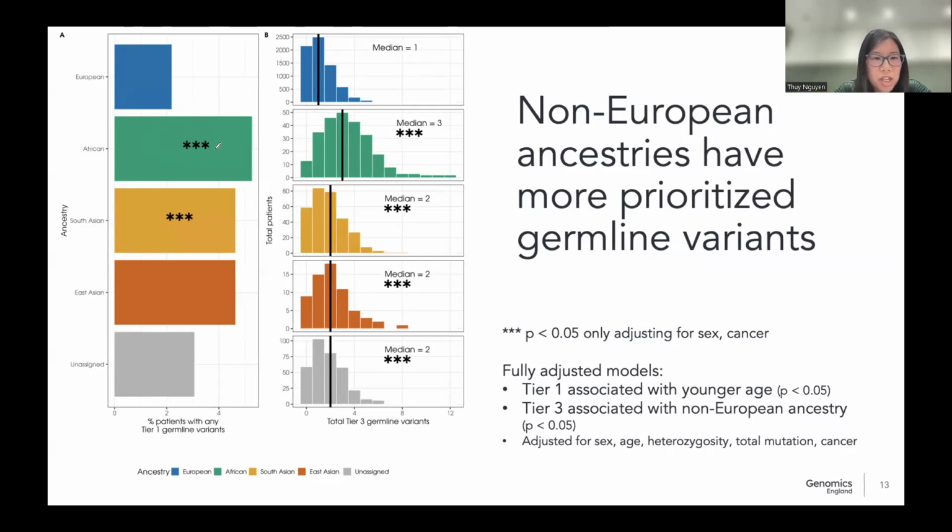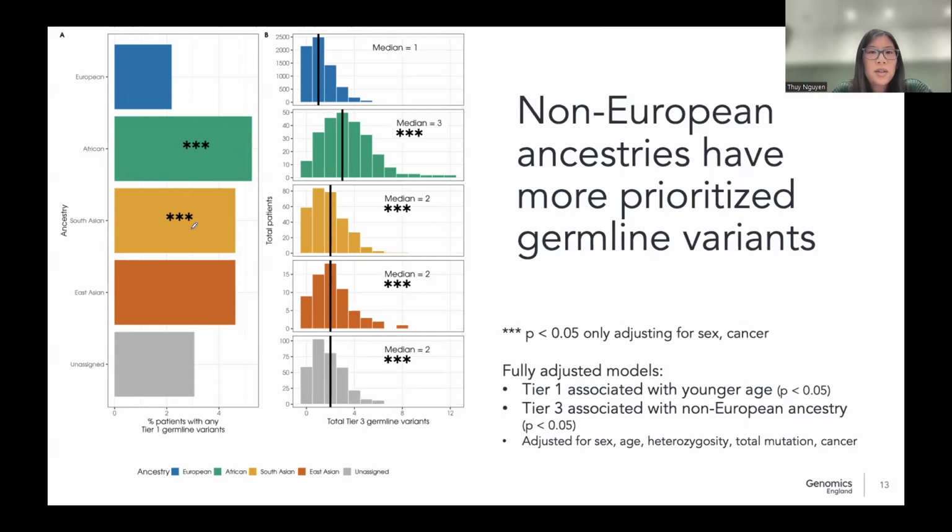You'll look at African patients here, African ancestry patients. Only about 5% of them will have any tier 1 germline variants. And if you look across the board, you'll find that the most any patient will have is one tier 1 germline variant. That said, we do notice that there are some ancestry differences between having a tier 1 variant or not, in that African ancestry and South Asian ancestry and pretty much all the non-European ancestries are more likely to have at least one tier 1 germline variant.